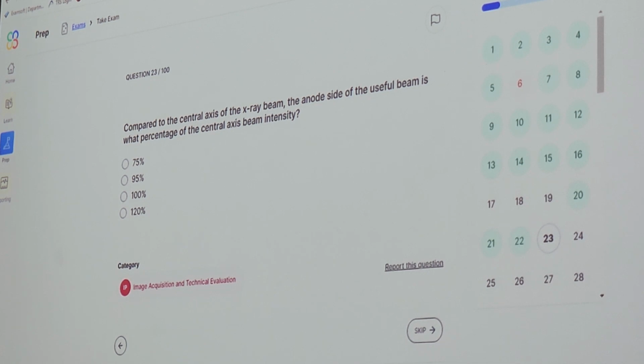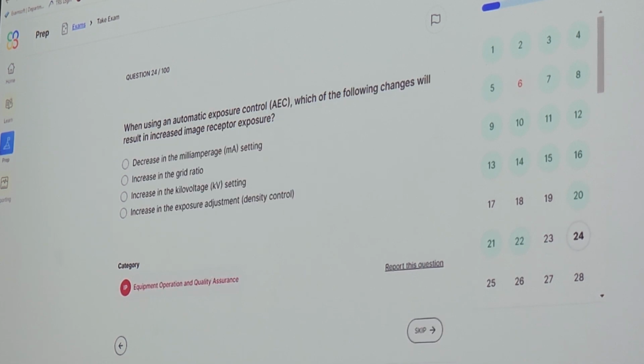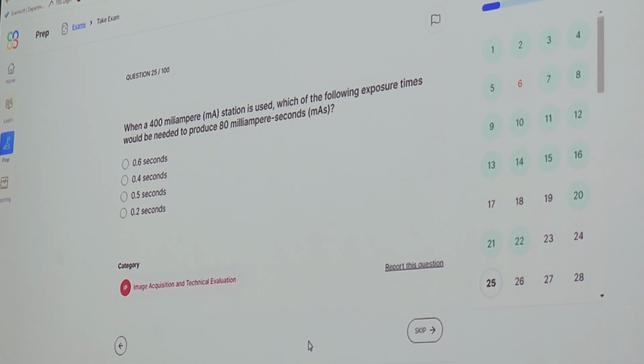Sindhu. Compared to the central axis of the X-ray beam... Do you want me to read? I don't know the answer. We'll skip this one. This isn't PRE2. AEC is something you cover with Ms. Bonilla. Let's do this one.